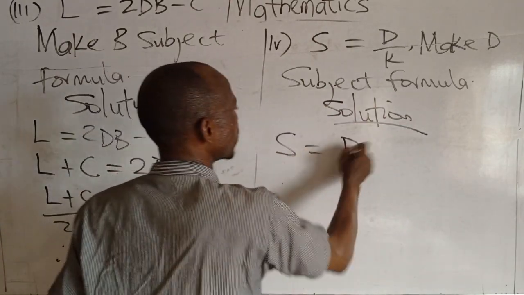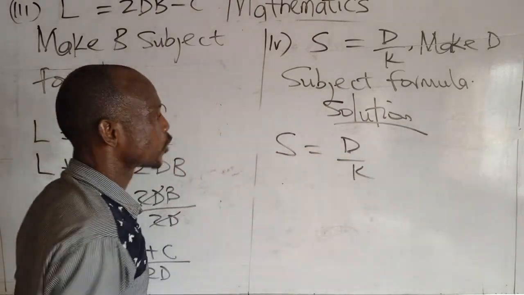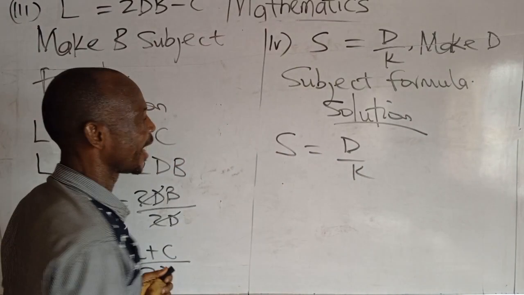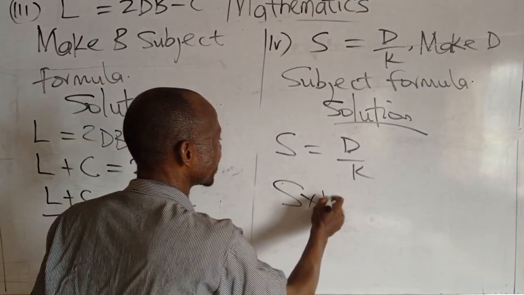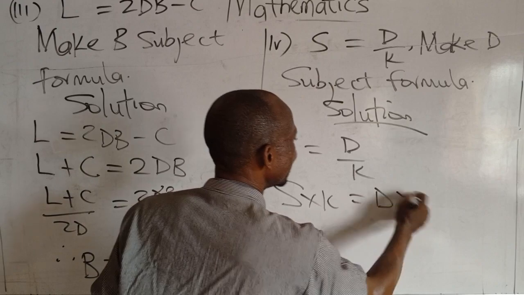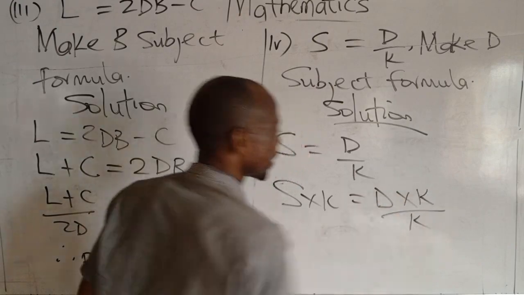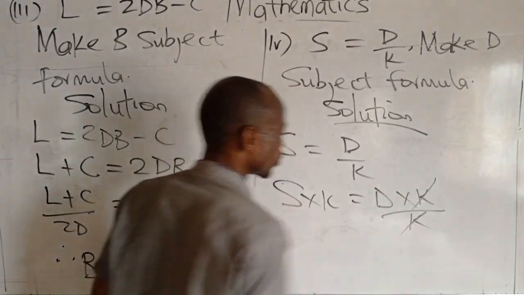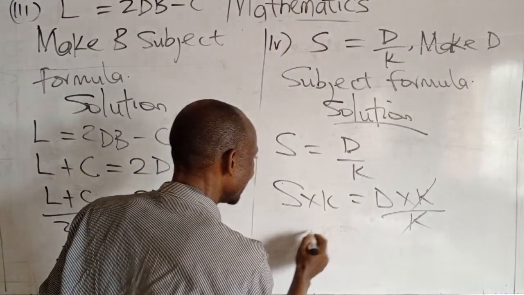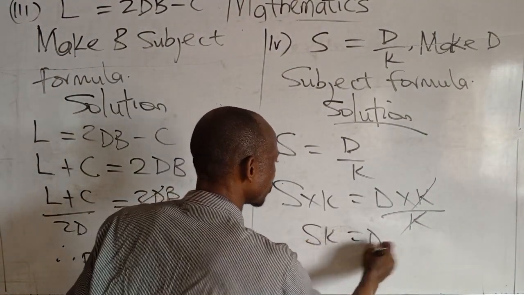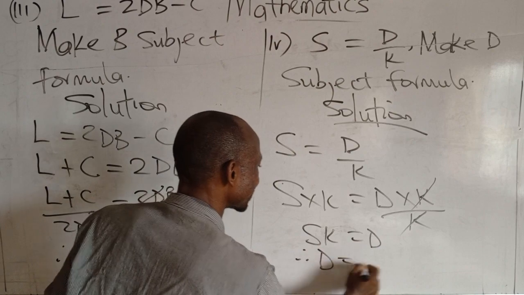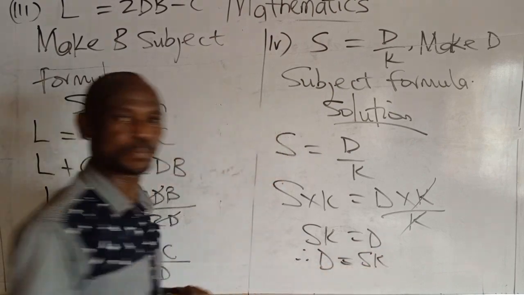X is equal to D all over K. So we are multiplying both sides by K. We are going to have S times K equal to D times K all over K. So K we cancel out. So what do we have? XK is equal to D. Therefore, D is equal to SK.